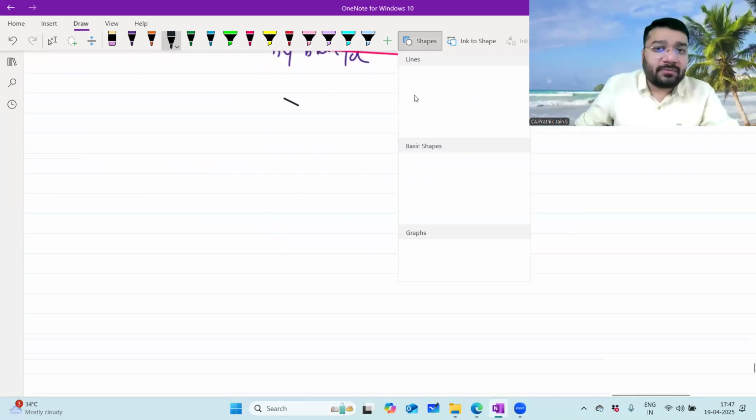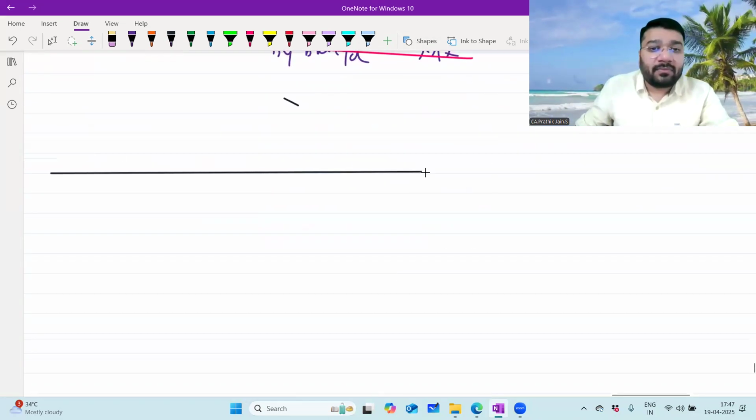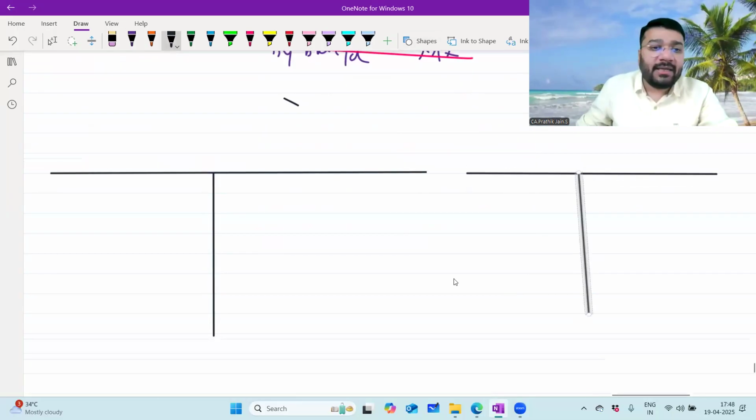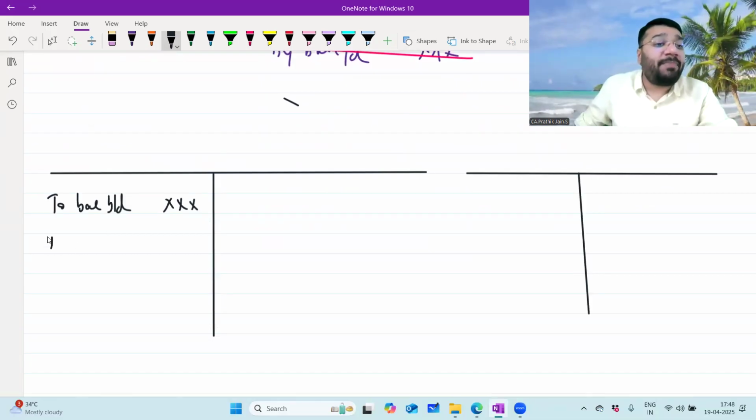Now comes the asset account in your gross method, that is the provision for depreciation method. In that case, what happens? So opening balance comes. To balance brought down, opening balance will come. If any asset is purchased, to cash or bank will come.